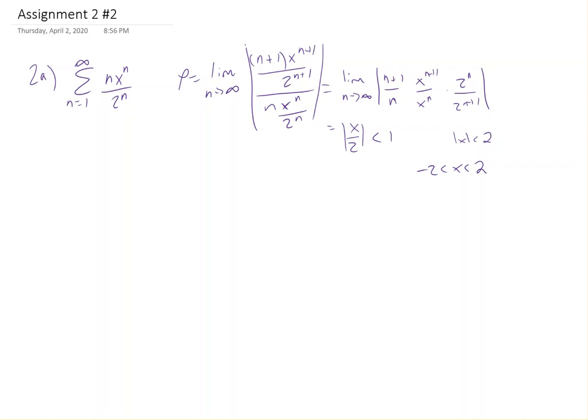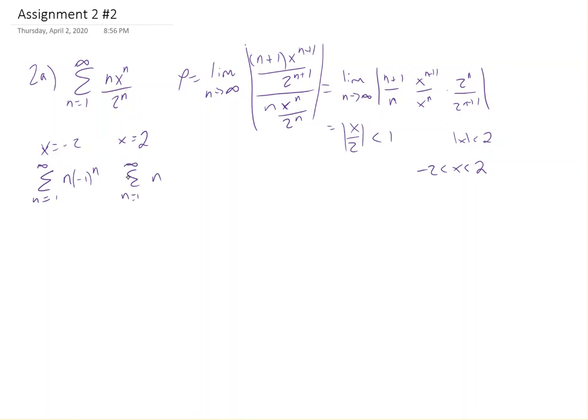We're not done yet. So we have to then say, well, what happens when x equals -2? And what happens when x equals 2? And this actually works out pretty nicely because it becomes pretty clear. If you put -2 in here, what are you going to get? Well, you're going to get n times -2 to the n over 2 to the n. What's -2 to the n over 2 to the n? That's just -1 to the n. If you plug in 2, it's just n, right?